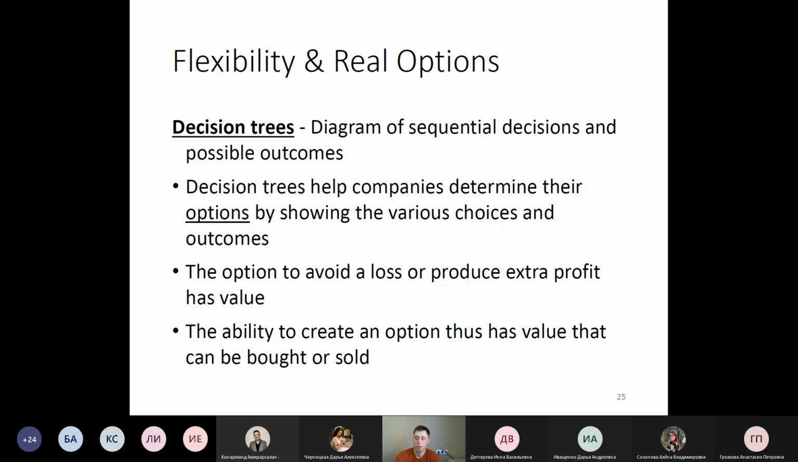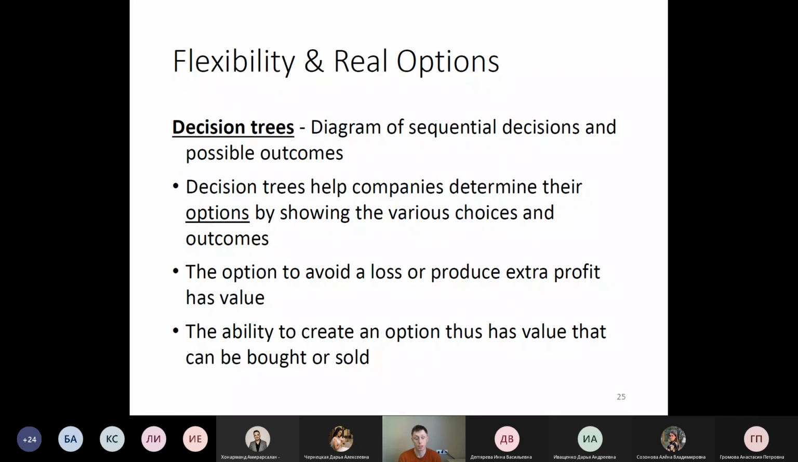Then, in this part, we discussed two tools of the capital budgeting: decision trees and also Monte Carlo simulation. Let's talk one by one. Both are also familiar to you by your applied project that you completed. Therefore, we will discuss them briefly.